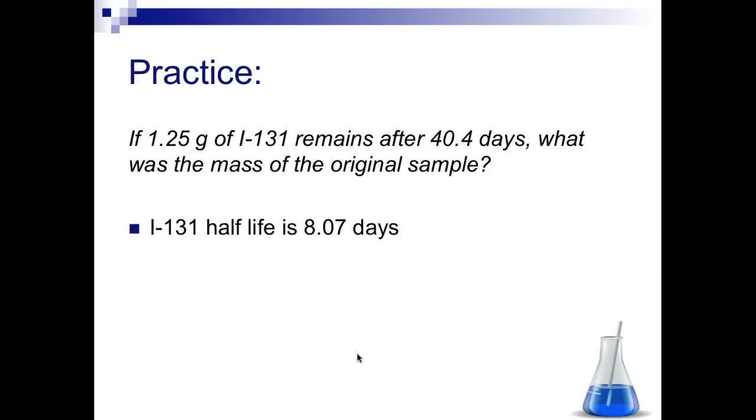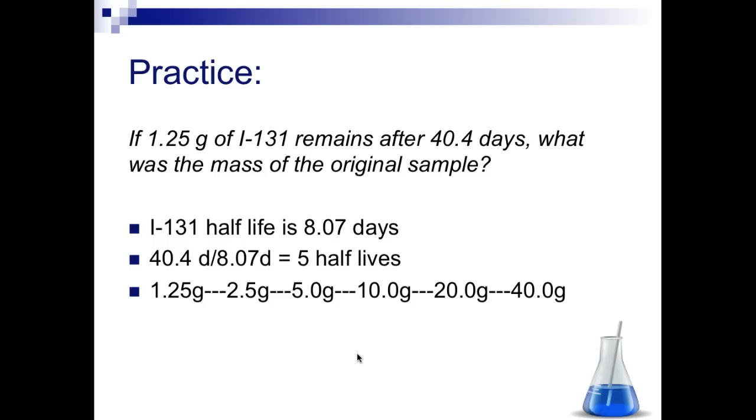So to figure out how many half-lives have gone by in the 40 days, we are going to take 40 divided by 8.07, and that shows us that we need to double our 1.25 grams 5 times, because remember, we're working backwards in this problem. So we're going to take 1.25 and double it 5 times, and when we do that, the mass of our original sample would be 40.0 grams.